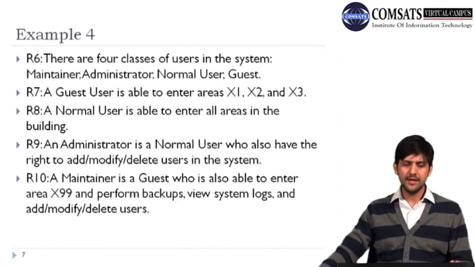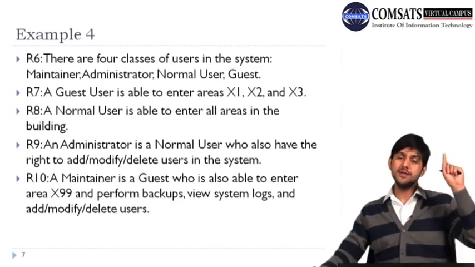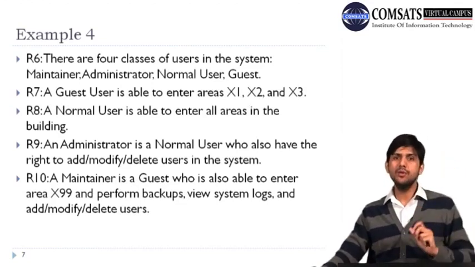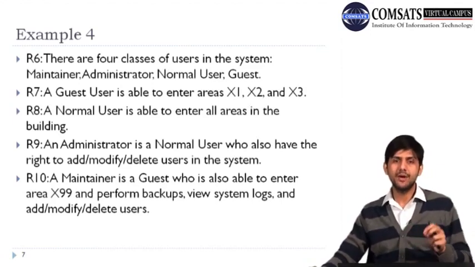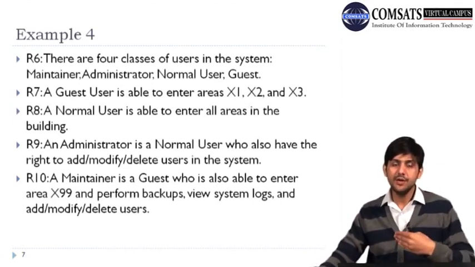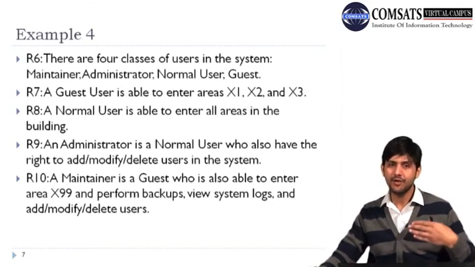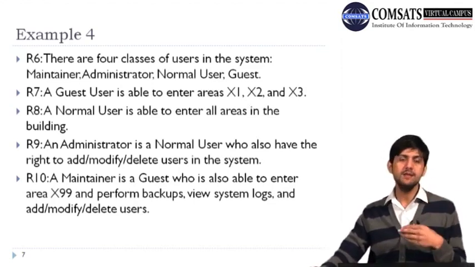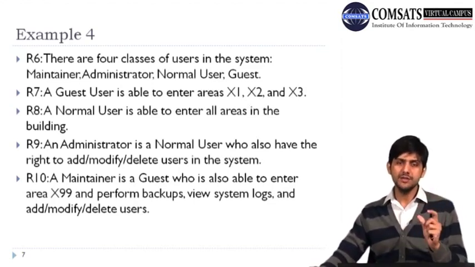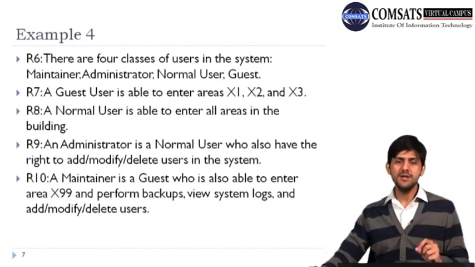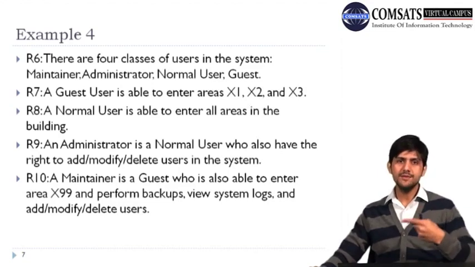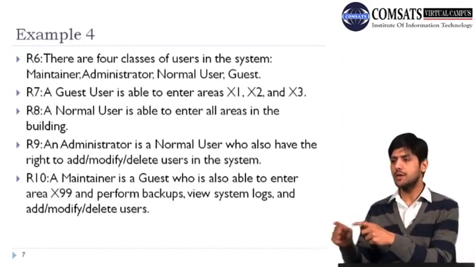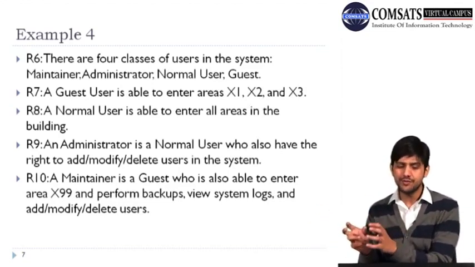Remember this initial requirement number 1, which said that only authorized users should be allowed to enter the building. Now we are writing a detailed specification for that particular requirement. We are saying that there are 4 classes of users: maintainers, administrators, normal users, and guests. A guest user can only enter the following areas, so he would only have access to certain portions of the building.